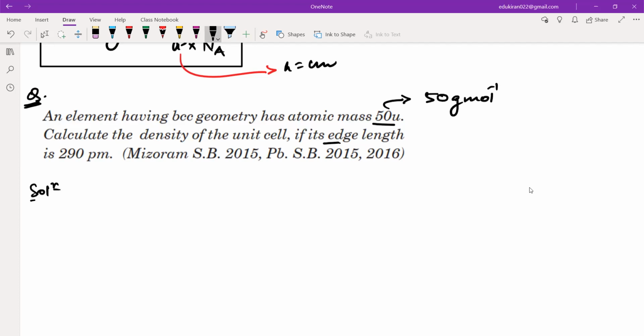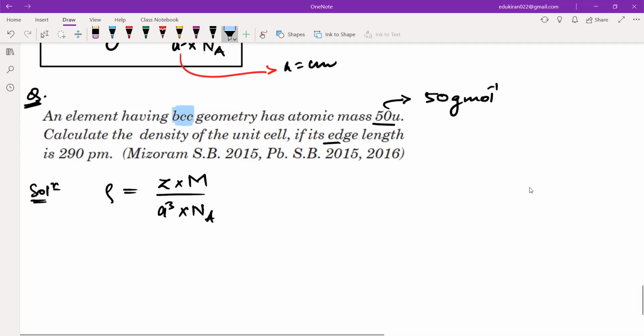So in solution, you can see that density is equal to Z into M upon a cube into NA. From BCC, what can you calculate? The Z, right? So what will be the Z for BCC? Tell me. It's 2, correct. Then you have also been given the molar mass and the edge length a. Avogadro's constant is a constant, you don't need it in the question.